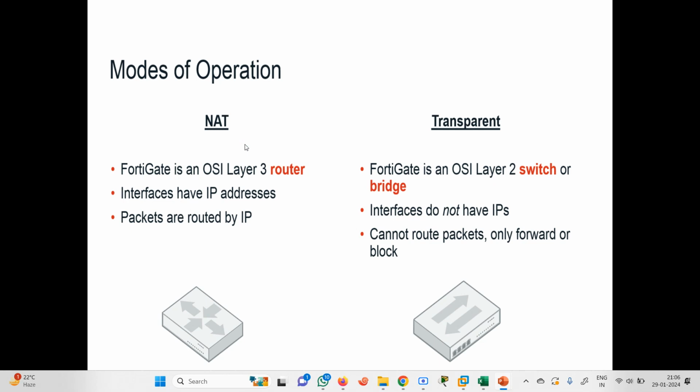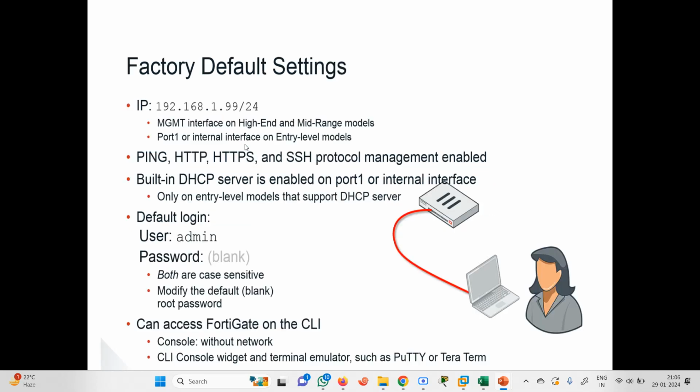We have two modes of operation. This is also an interview question: modes of operation. NAT mode and transparent mode. In NAT mode we use L3. In transparent mode, we use the firewall as L2, where we cannot assign an IP address to the interface, but in NAT mode we can assign IP addresses to our firewall interfaces. Got it? So these are the things we need to know before going on.